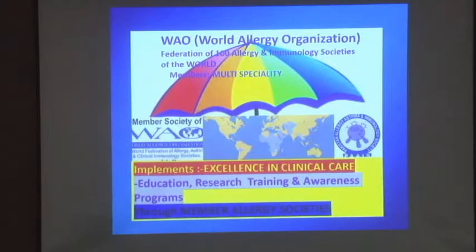Just a few words about the introduction of the World Allergy Organization. It is basically an umbrella organization which has about 100 different allergy societies of the world. Each society represents one country. One society of allergy and immunology represents that particular country in the world. The World Allergy Organization implements its programs through these member societies all over the world. The programs are to develop excellence in clinical care, education, research, training, and awareness. They are all coordinated through the programs of the World Allergy Organization.